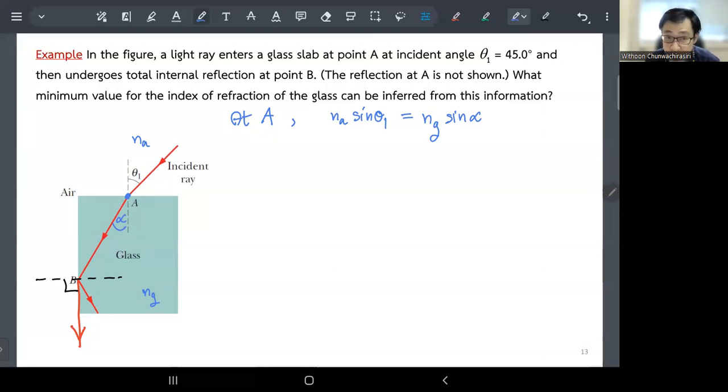We don't know N of glass, and we don't know alpha. So we need another equation. So let's take this as equation number 1. All right, move on to point B. So let me put a spot right there.